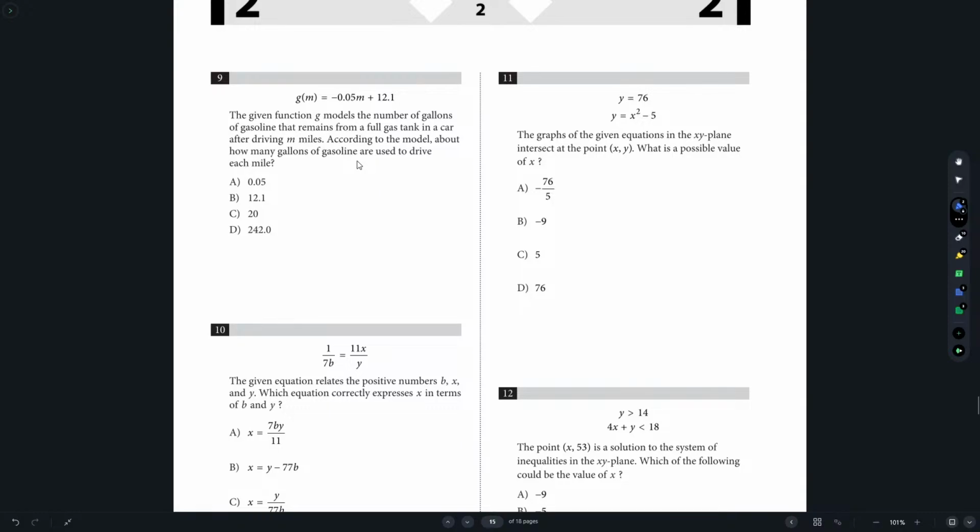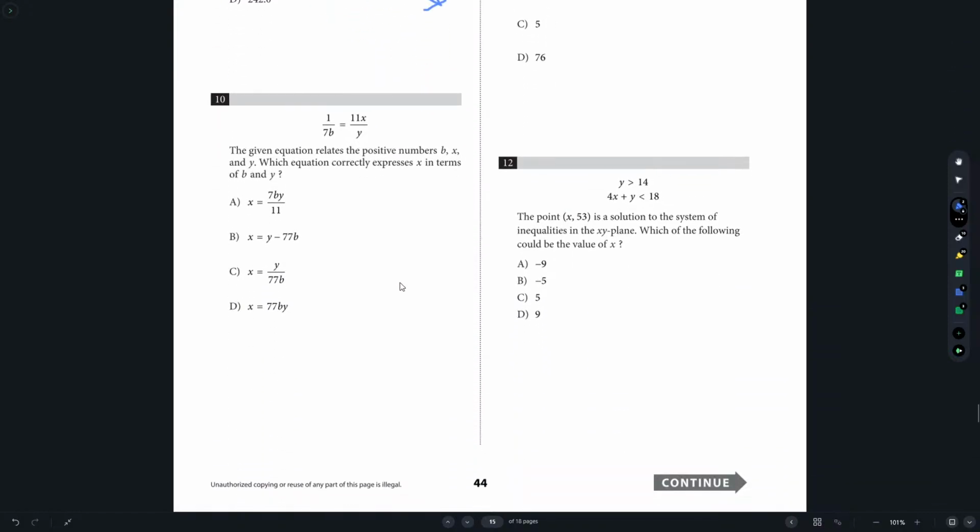The given function g models the number of gallons of gasoline that remains from a full gas tank in a car after driving m miles. According to the model, about how many gallons of gasoline are used to drive each mile? Okay, because this is linear, it's going to be decreasing, and it has a y-intercept of 12.1. This is, to me, how many gallons start off. So we start off with 12.1 and we decrease by 0.5 every m miles. So every mile is about 0.05 gallons, which is about 20 miles per gallon.